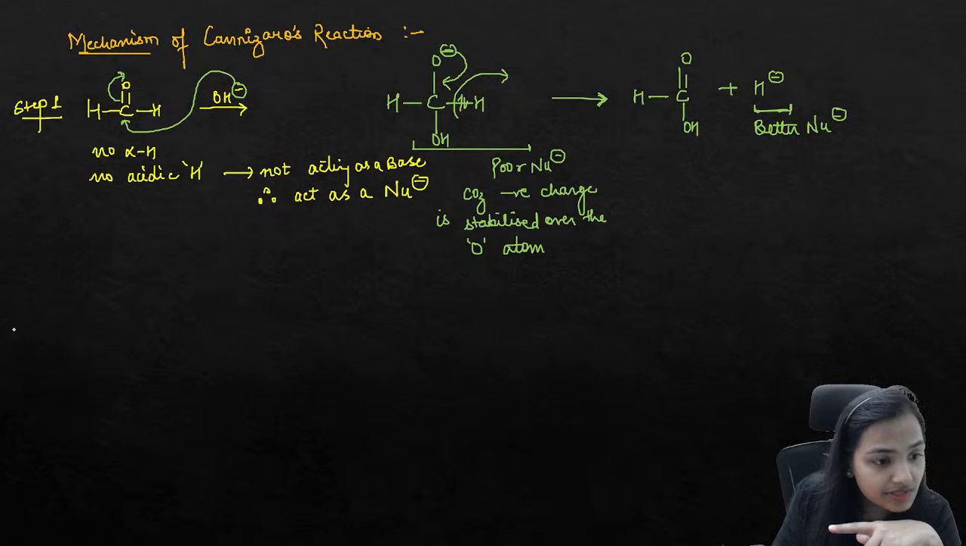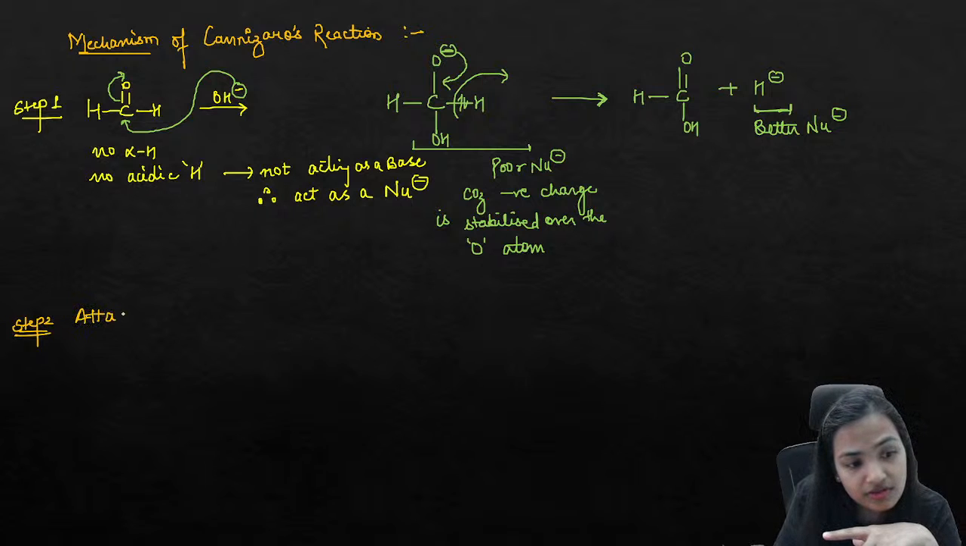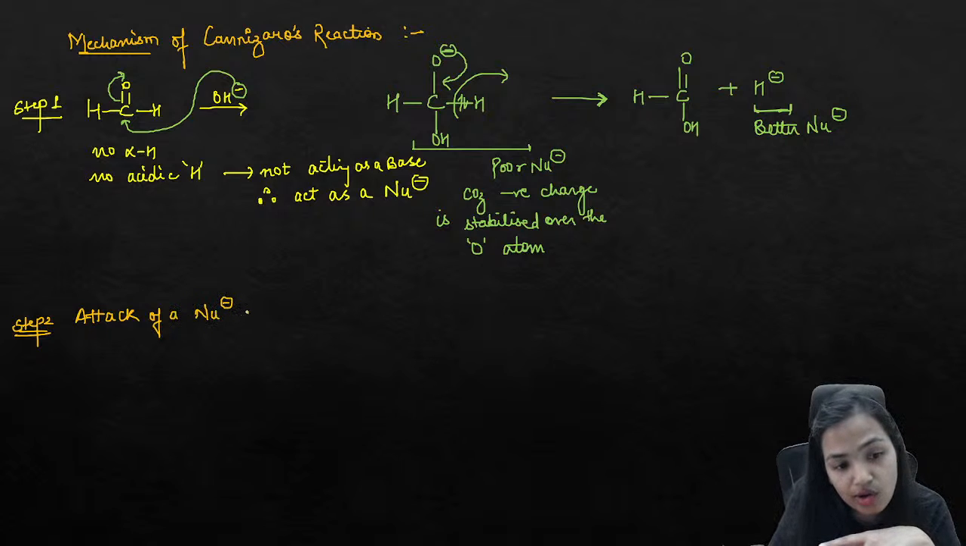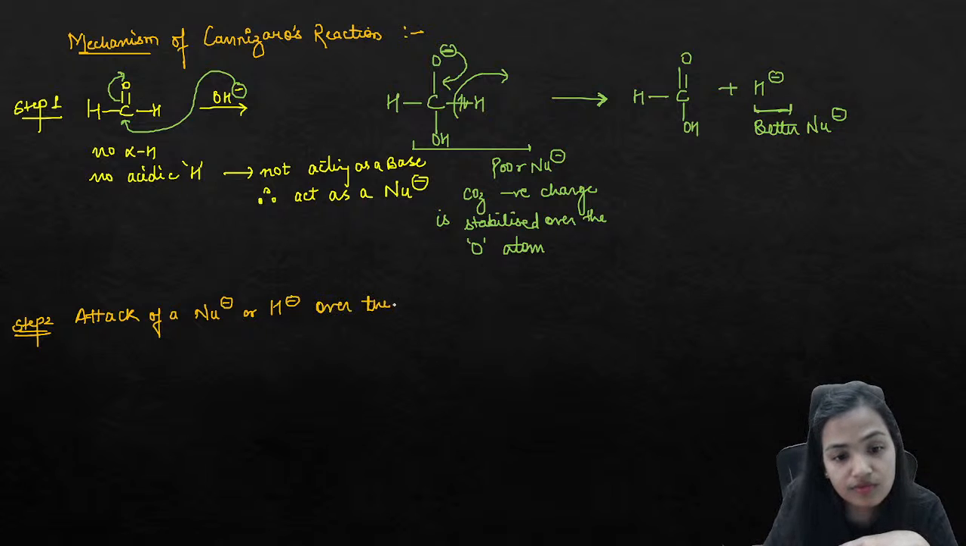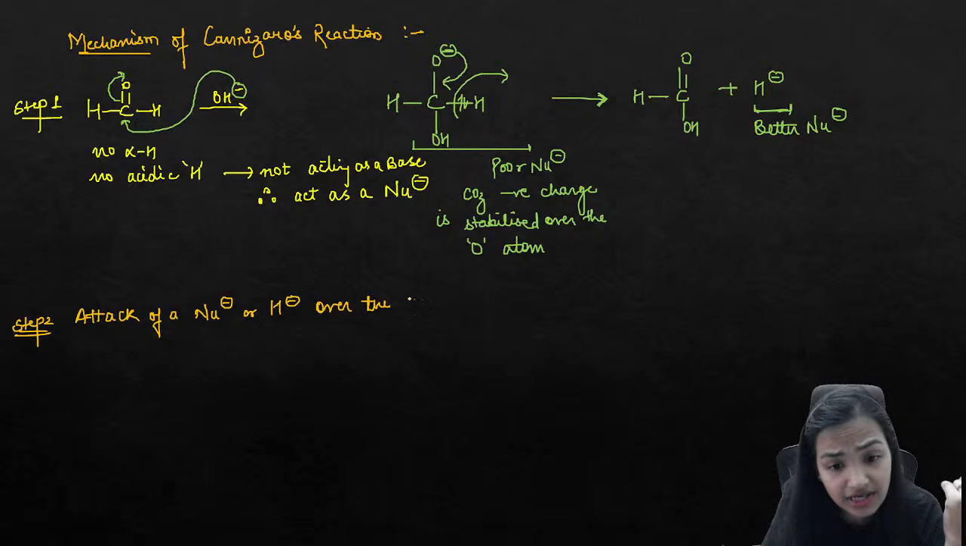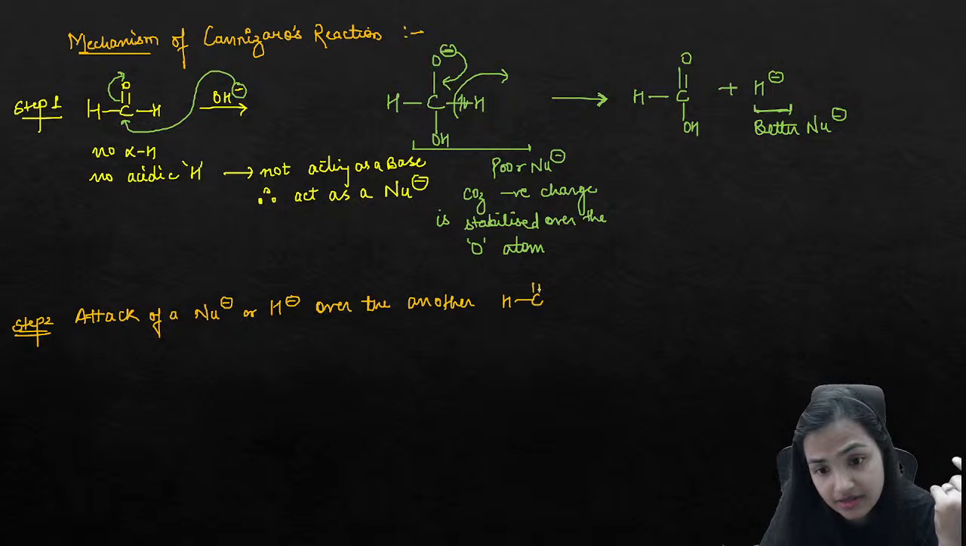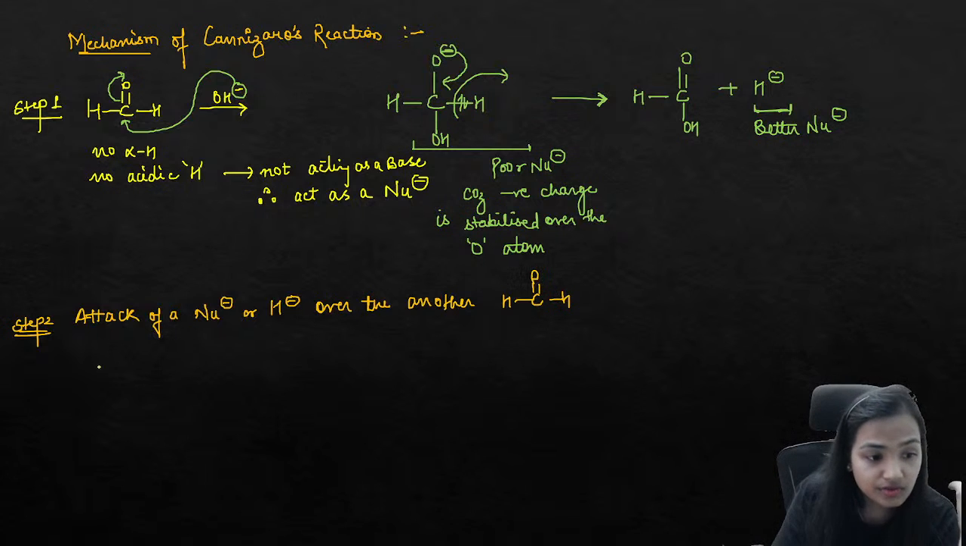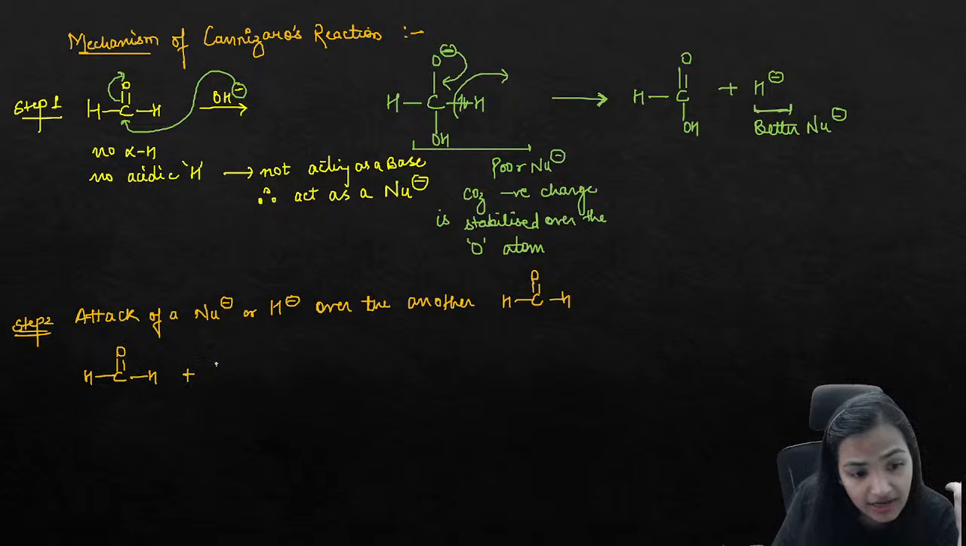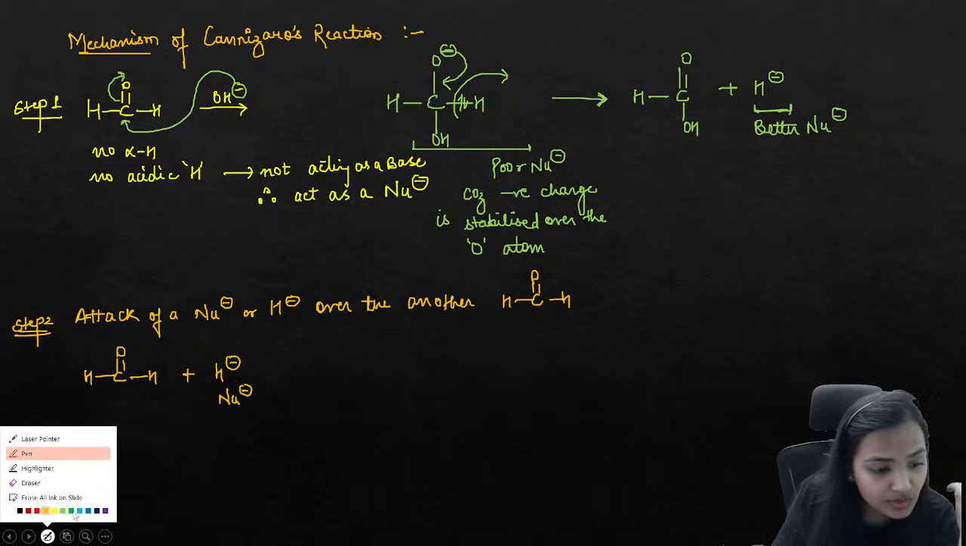Now here we come to step number 2. In step number 2, there will be the attack of the hydride nucleophile over another aldehyde group, another formaldehyde. Okay, so now this is the second part that we have to do. Now if we have another formaldehyde, and we have H negative as a nucleophile, what will this nucleophile do?